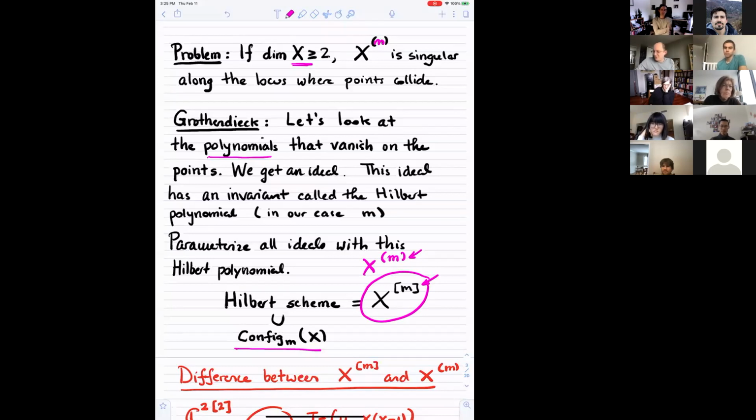Okay. So before I go further, maybe I should give you some examples of how the symmetric product and this Hilbert scheme differ. Let's try to understand it, at least in a few small examples.